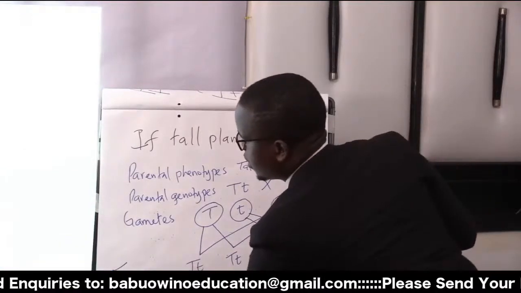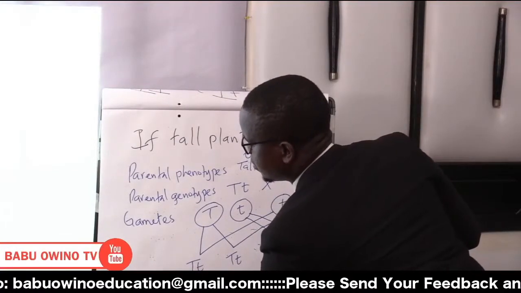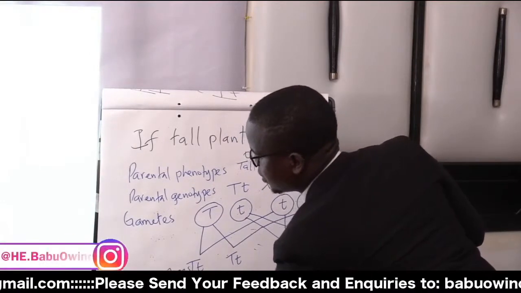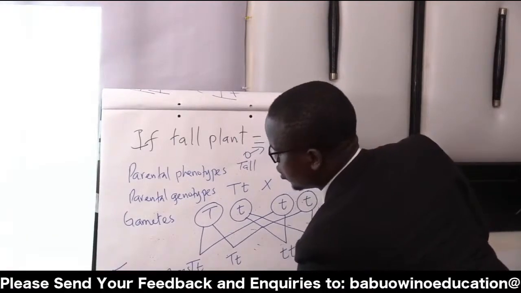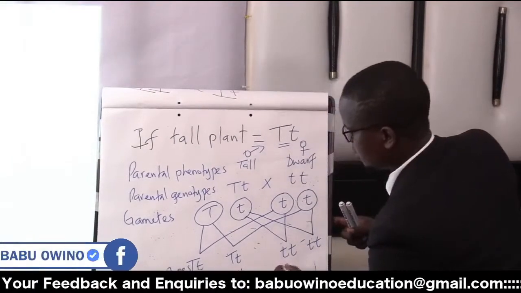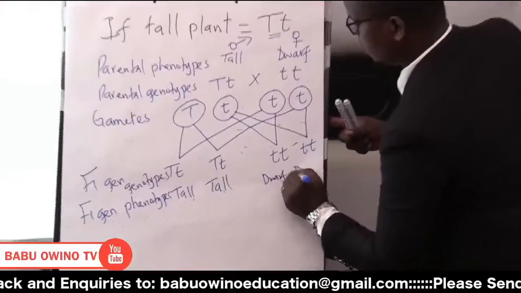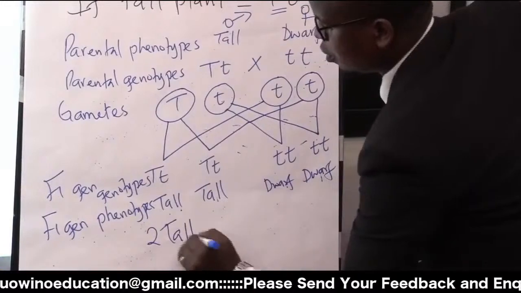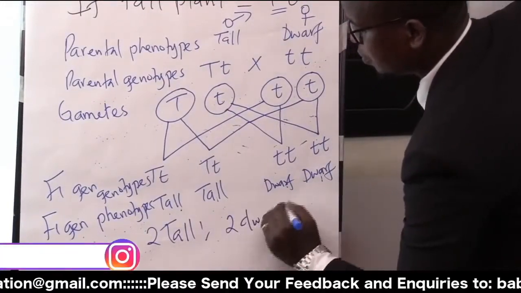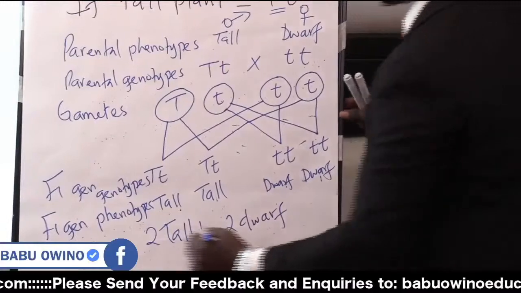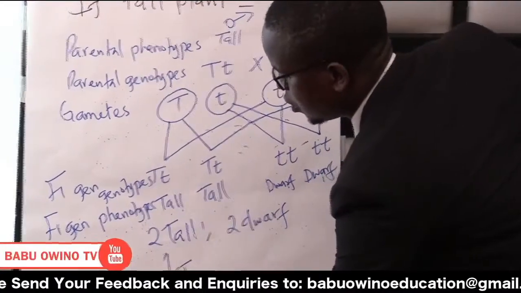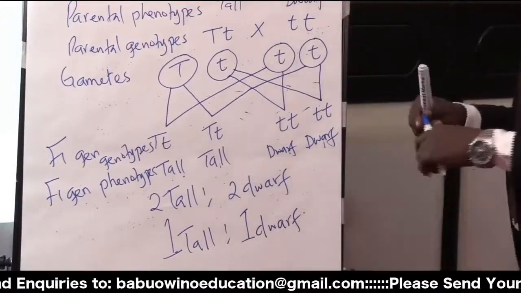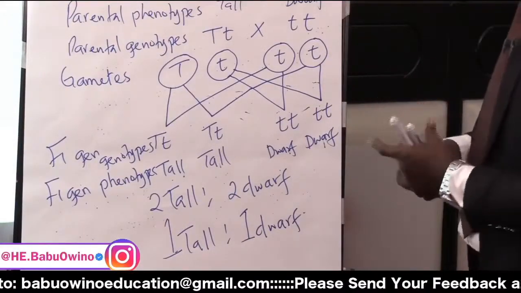So this is F1 generation genotypes. And what is F1 generation phenotypes? This is tall, this is tall, this is dwarf, this is dwarf. So you realize that you are having two tall to two dwarf. And this gives you a ratio of one tall to one dwarf. So I am going to flip back and bring you back to our scenario.